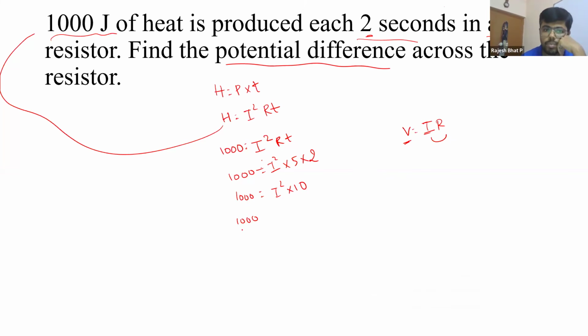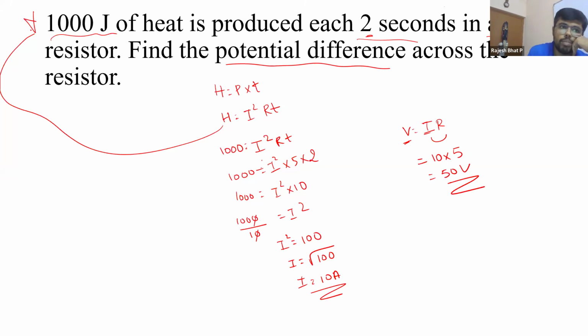Now what happens? 10 will come down. I square will be remaining. 0, 0 cancel. So I square is equal to 100. Therefore I is equal to square root of 100. Therefore I is equal to 10 amperes. So now I have V is equal to IR. You want potential difference. I is 10 and resistance is 5. Therefore 50 volt is the answer.